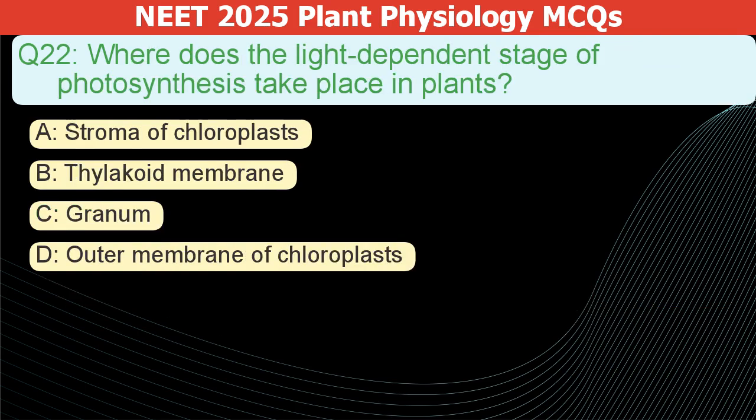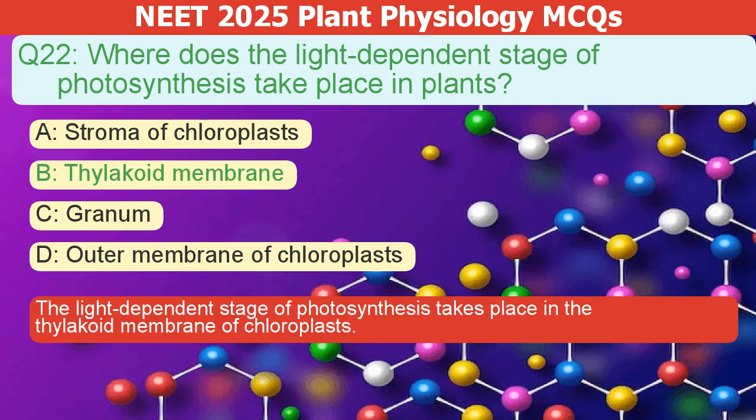Where does the light-dependent stage of photosynthesis take place in plants? A. Stroma of chloroplasts. B. Thylakoid membrane. C. Granum. D. Outer membrane of chloroplasts. The correct answer is B. The light-dependent stage of photosynthesis takes place in the thylakoid membrane of chloroplasts.